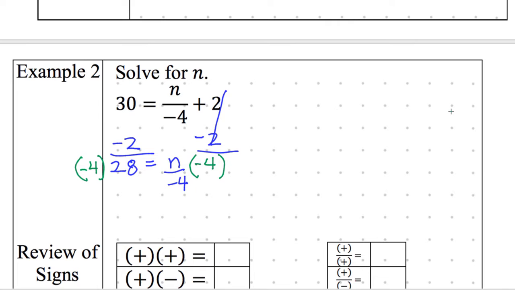So what's going on here? Arrows using heel in other classes. Okay, so this -4 and -4, they cancel each other out. And I'm left with -4 times 28. First of all, is it a positive or a negative? A negative times a positive is what?